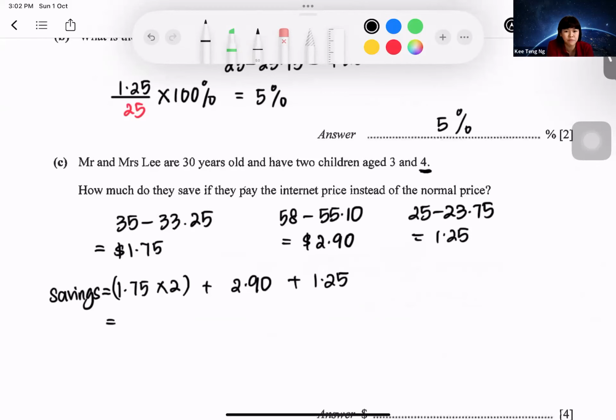Of course, some of you can find the normal price, add up everything, then find the internet price, add up everything, then you minus. Also can, no problem. It's going to be the same answer. Then my total, this one will be $7.65. Have you gotten the answer?